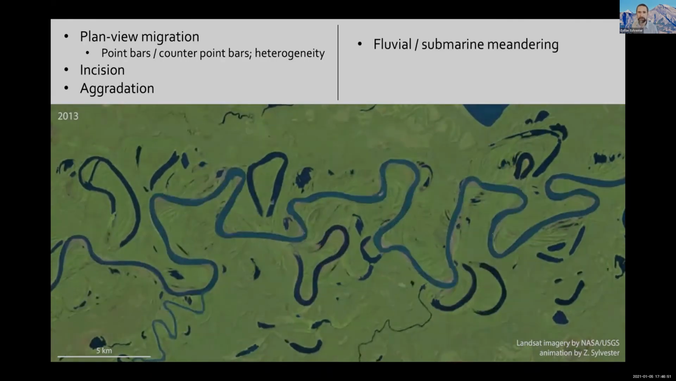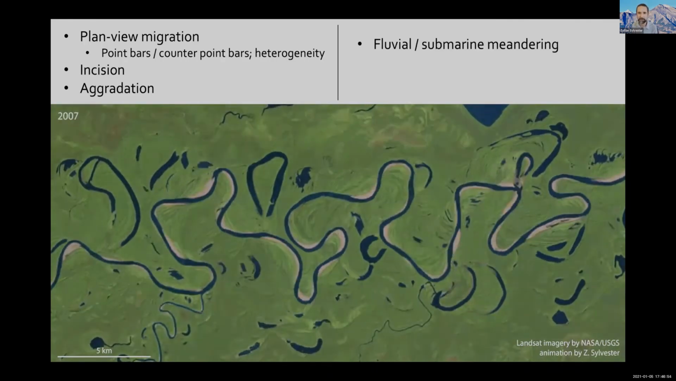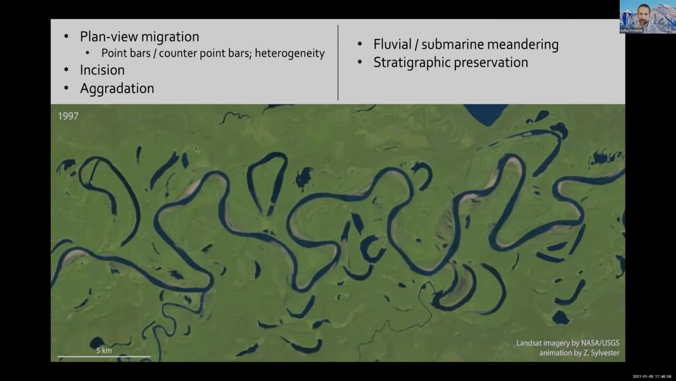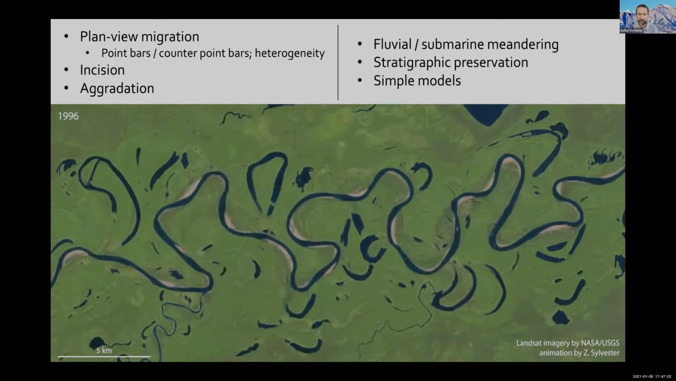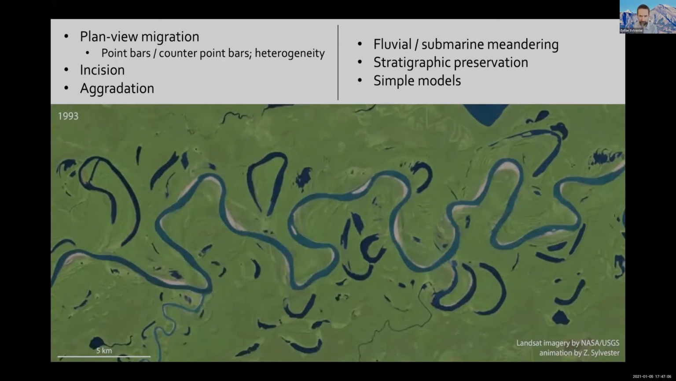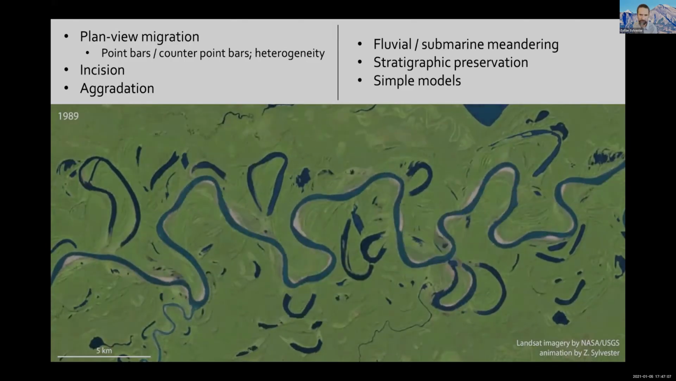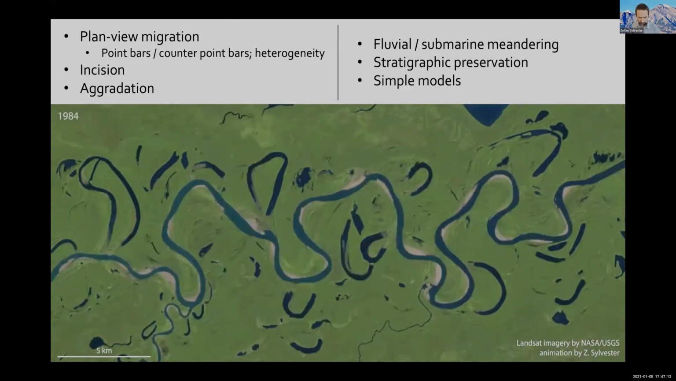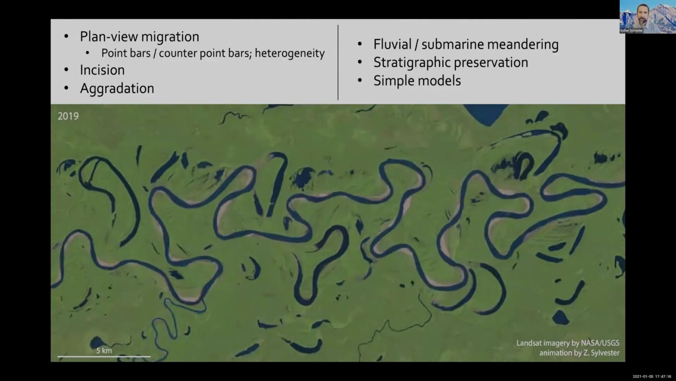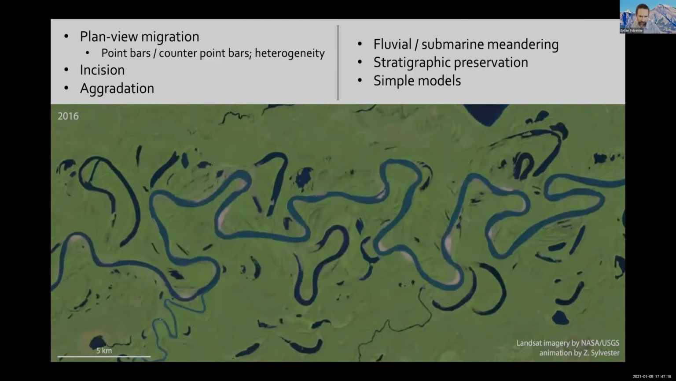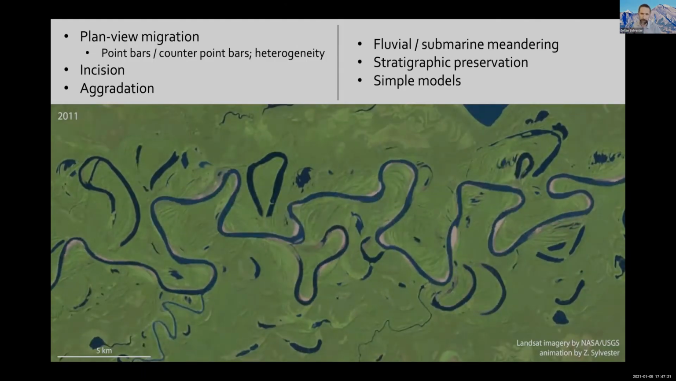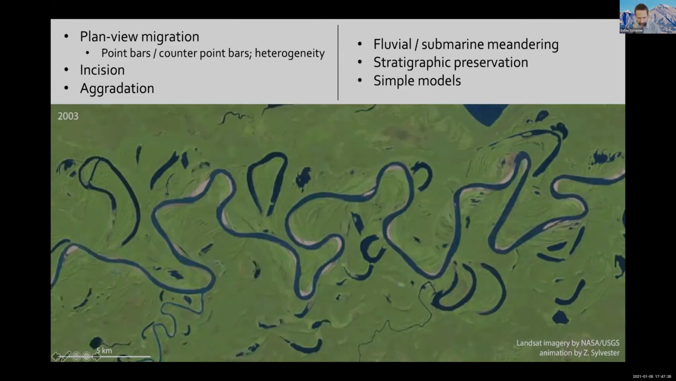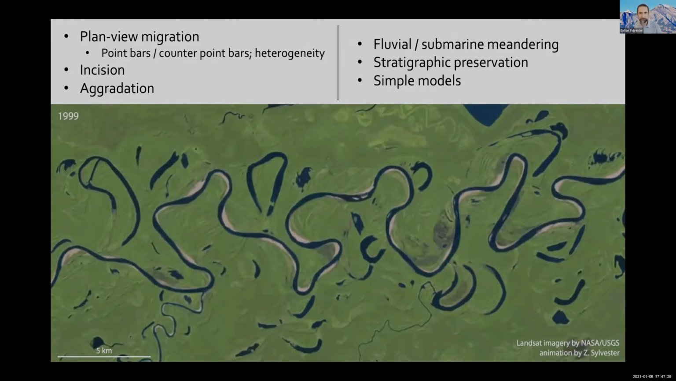And along the way, I'm going to touch a little bit on some other big subjects like fluvial versus submarine meandering, similarities and differences, stratigraphic preservation, and the use of simple models, which I'm very fond of. And also, obviously, and Bjorn did an excellent job emphasizing this, the amazing resource that we have as sedimentary geoscientists, which is having access for free to a large amount of satellite imagery and elevation data. And we should take advantage of that.